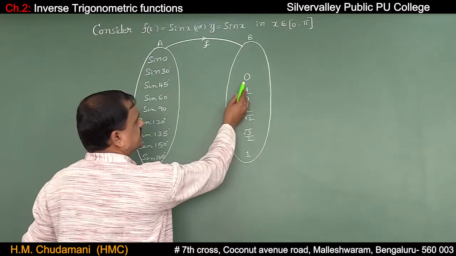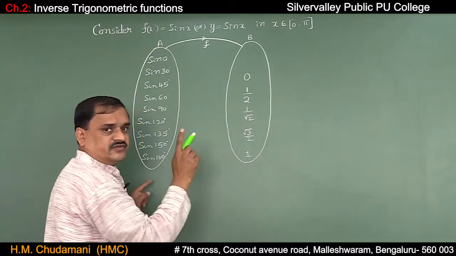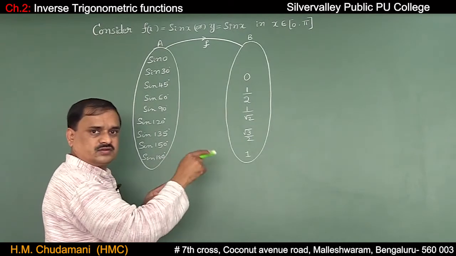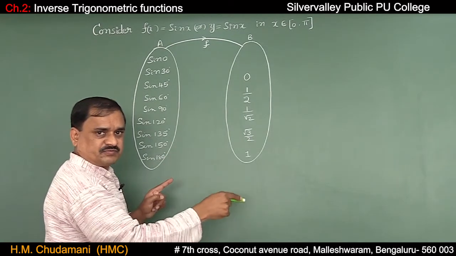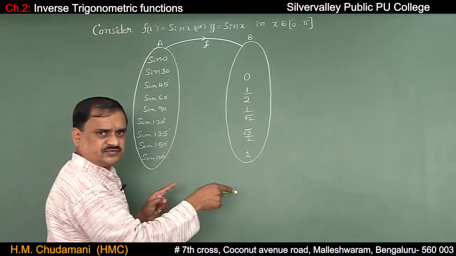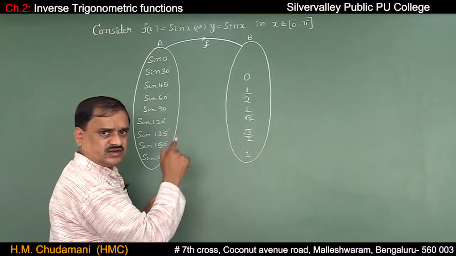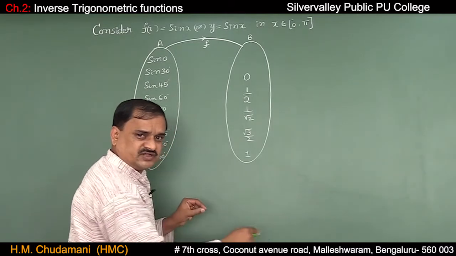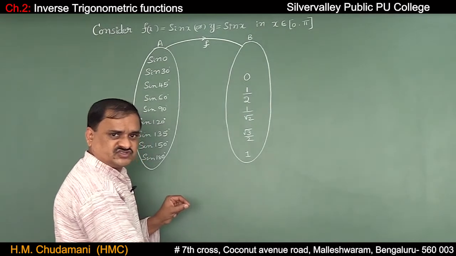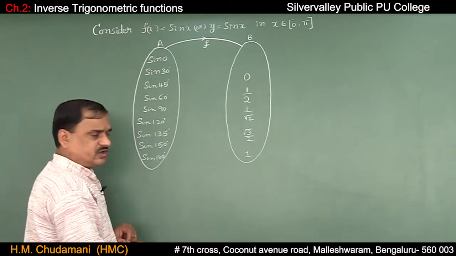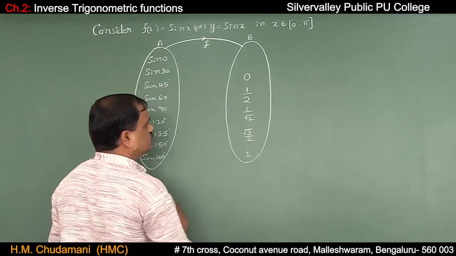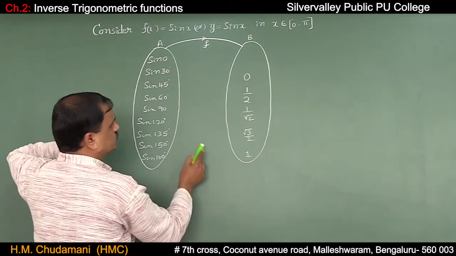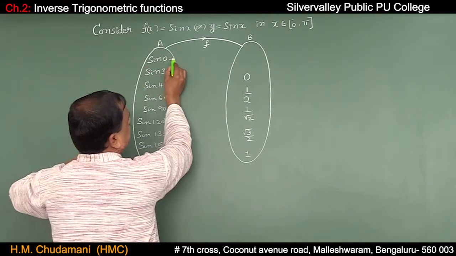Sine 0 degree is 0 and the set B is, since it is between 0 to pi, first and second quadrant, observe the graph. From first and second quadrant, the maximum is 1, the minimum is 0. Suppose if it is third and fourth quadrant, it would be between 0 and minus 1. Okay, so 0 to 1: 0, 1 by 2, 1 by root 2, root 3 by 2 and 1.